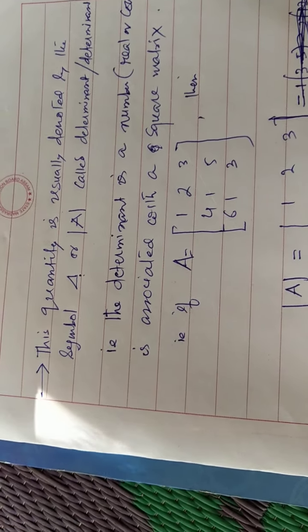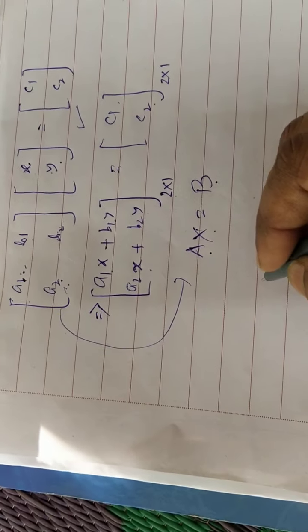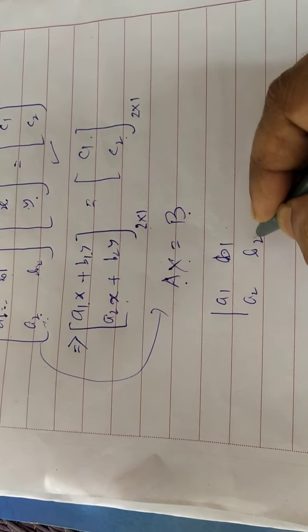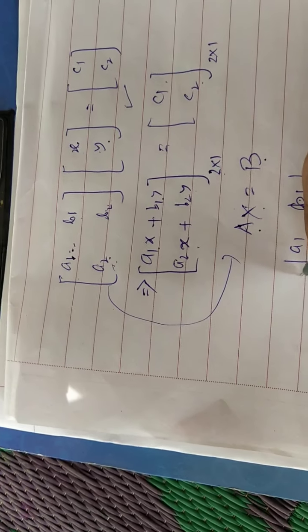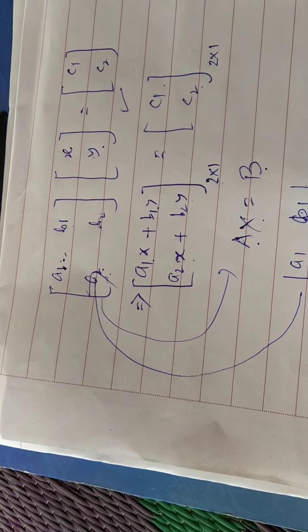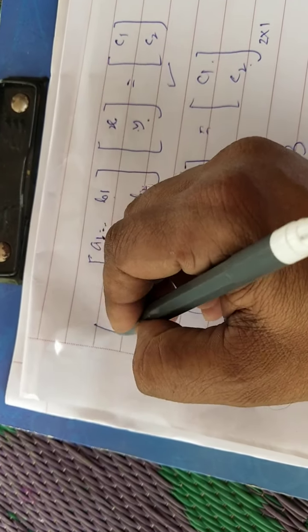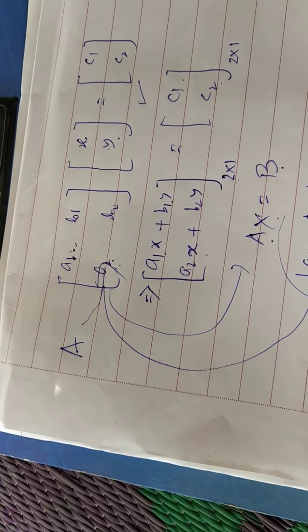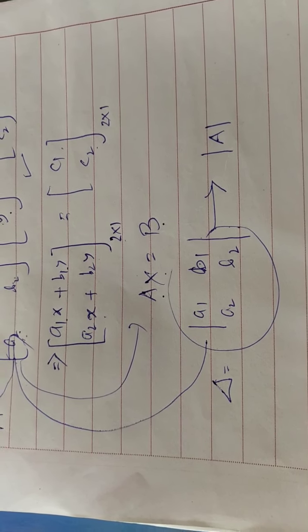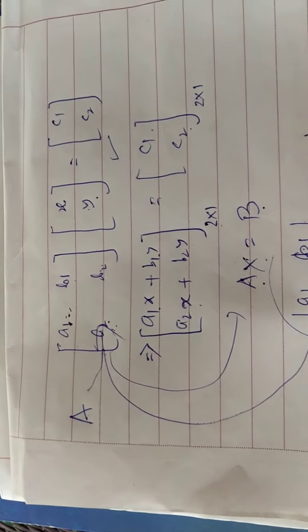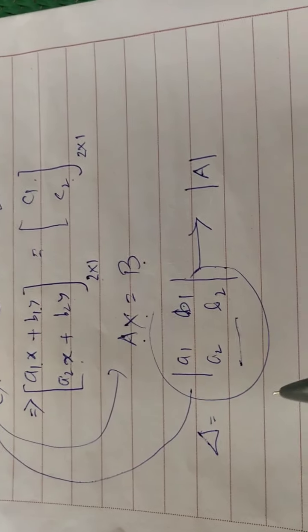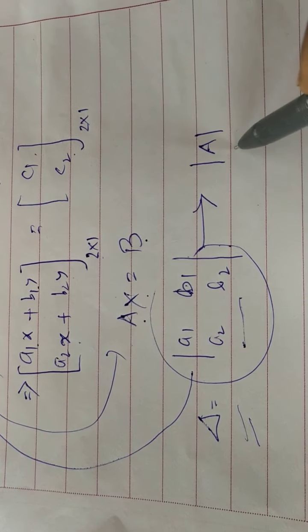Since this particular expression a1, b1, a2, b2 is associated with this square matrix, and this square matrix is denoted by capital A, this expression delta can be written as the determinant of A. This particular expression is associated with a square matrix A, and therefore this delta is expressed as determinant of A.